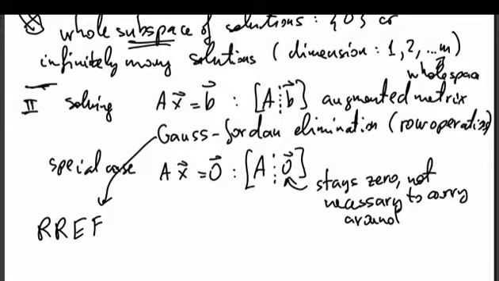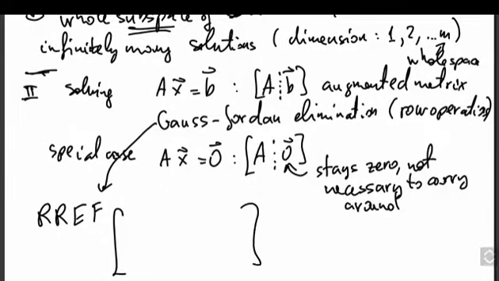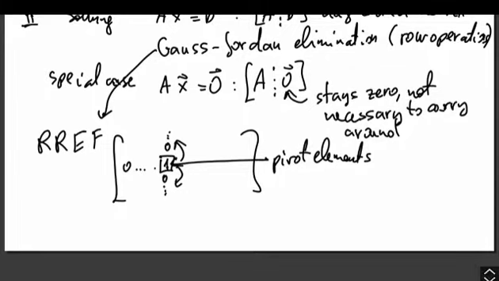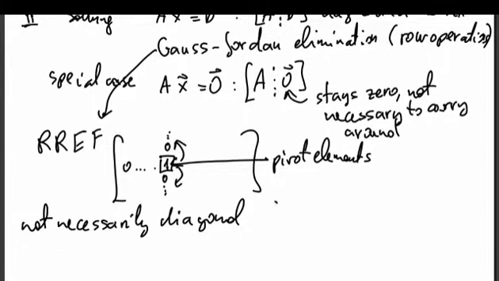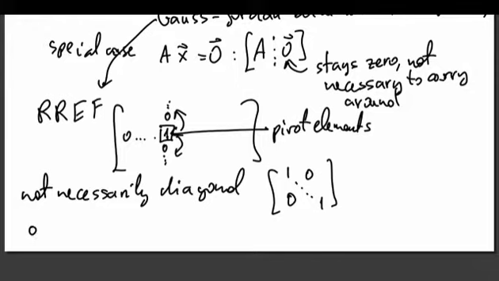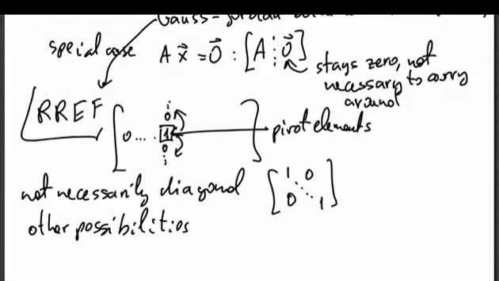where we have in the matrix at the end leading ones in the rows, and then above them we're supposed to have 0, and under them we're supposed to have 0. These are called the pivot elements. These are not necessarily diagonal matrices. So the diagonal matrix would be the unit matrix, the identity matrix, where only the diagonal entries have 1s and everything else is 0. So we have other possibilities for the reduced row echelon form.